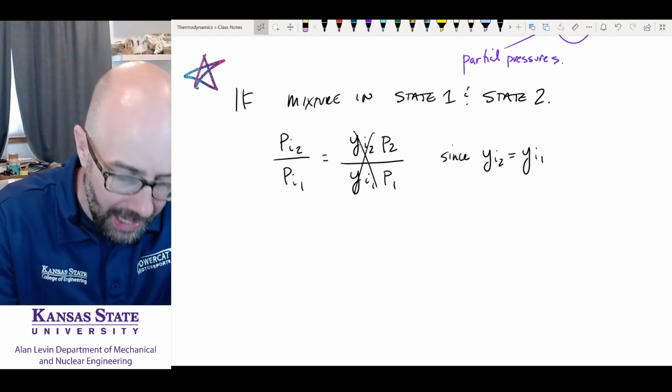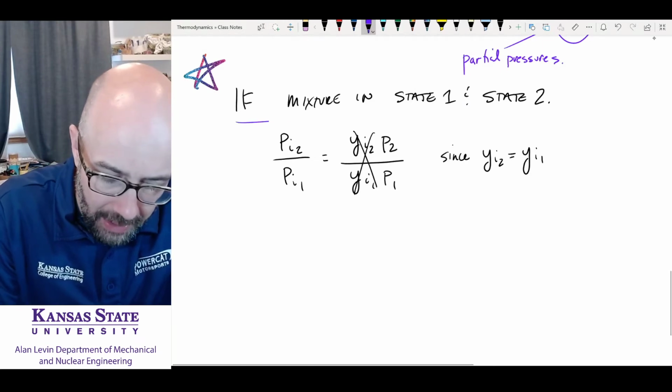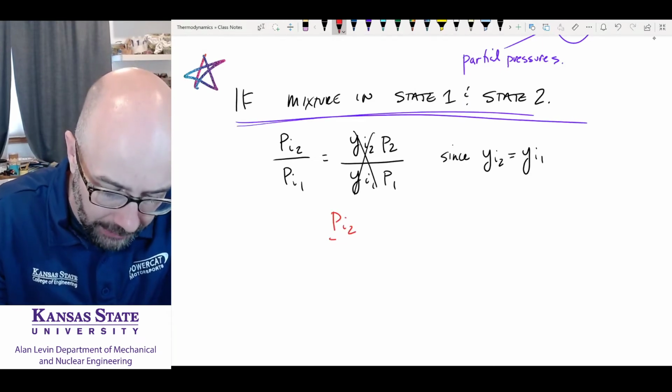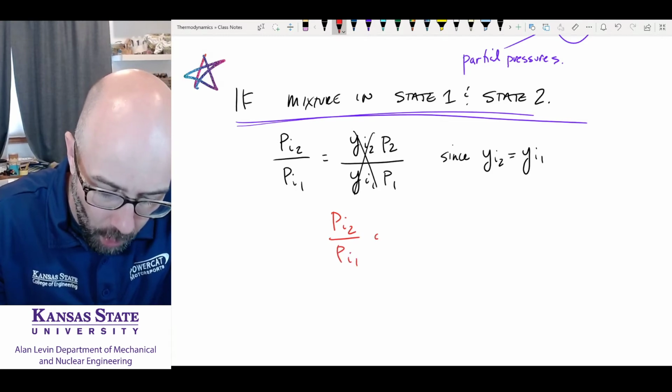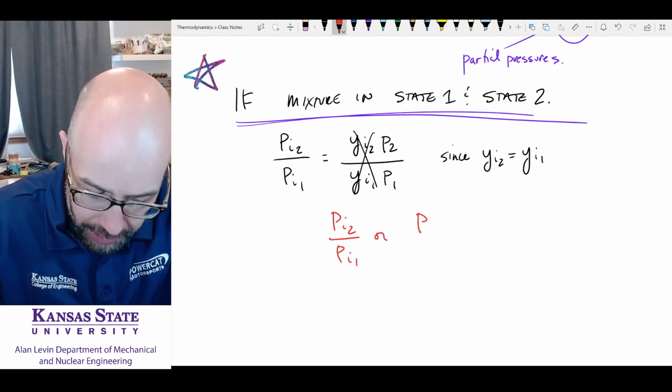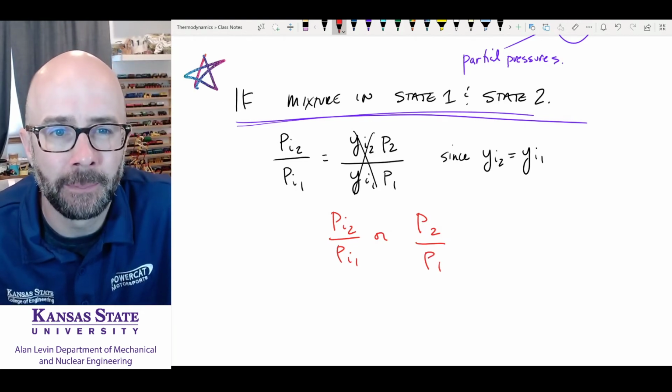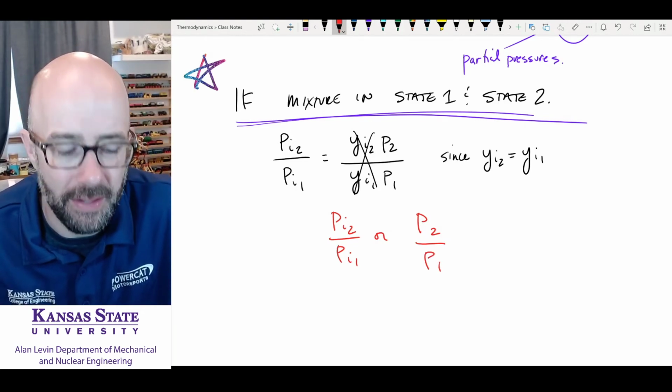So if, and this is very, very important, if you're a mixture in state 2 or state 1, it doesn't matter. You can put partial pressure, or you can put total pressure, and the ratio will be the same.